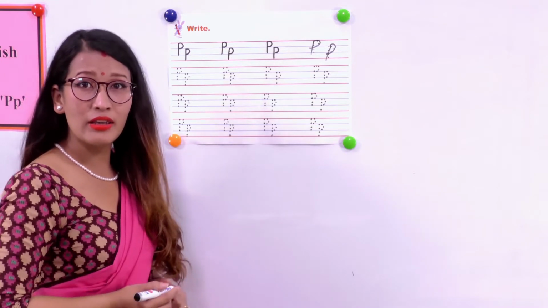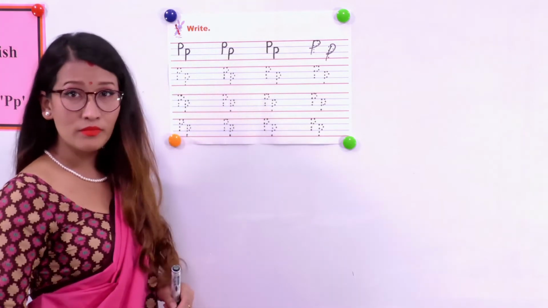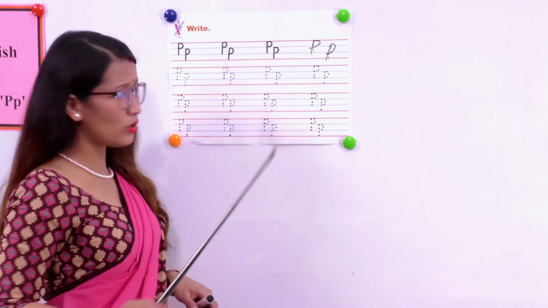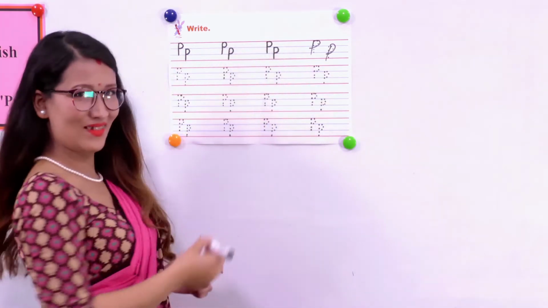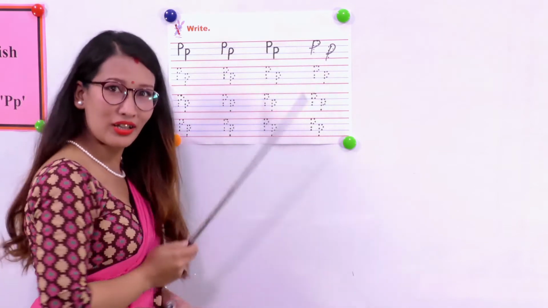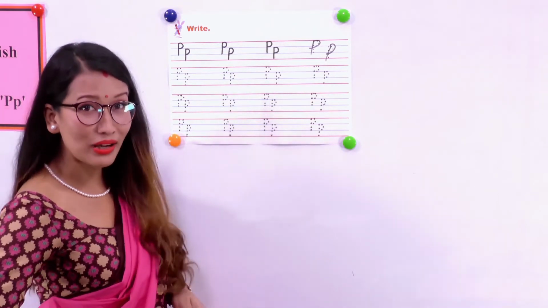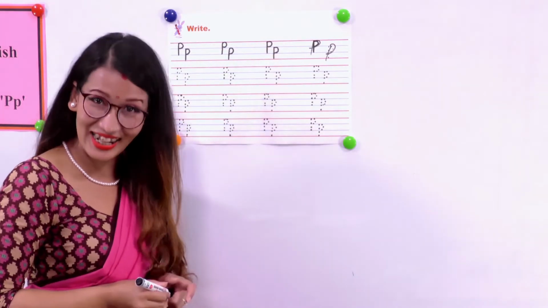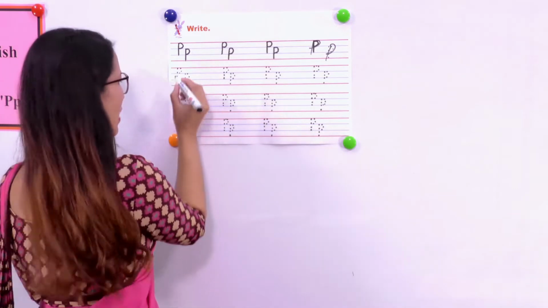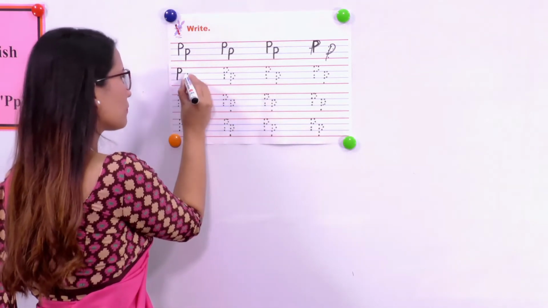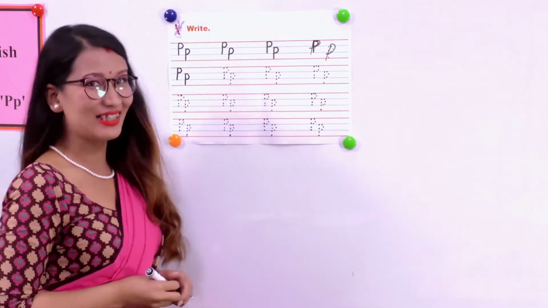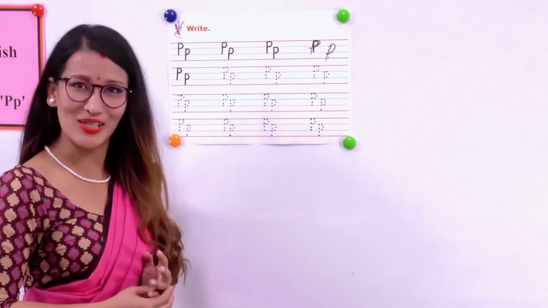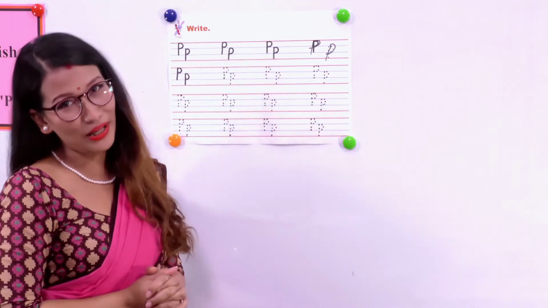What happened? Is it correct? Yes. Is it correct? No. Now it is correct. Yes? Now? Correct? No. Why? We have to touch the dots. We cannot write by skipping them. Yes or not? This is not correct. No, not good. Now let's write this. Now correct? Yes. You do yourself. Touch the dot and make the letter P in your book. Okay?